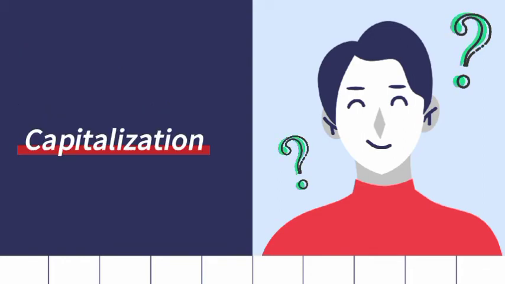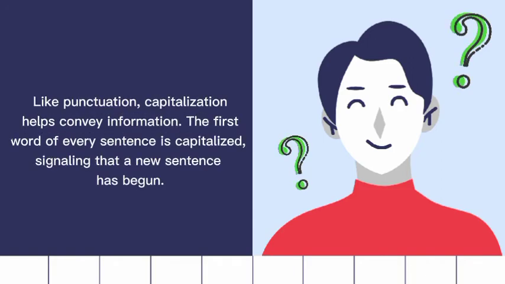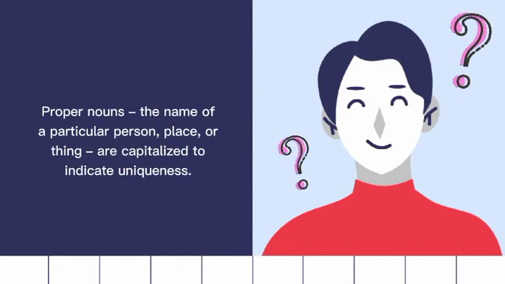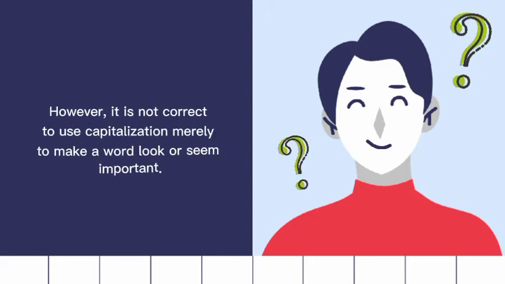Lastly, capitalization. Like punctuation, capitalization helps convey information. The first word of every sentence is capitalized, signaling that a new sentence has begun. Proper nouns, the name of a particular person, place, or thing, are capitalized to indicate uniqueness. However, it is not correct to use capitalization merely to make a word look or seem important.